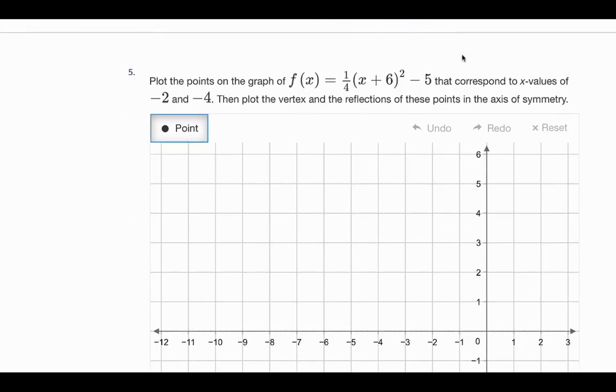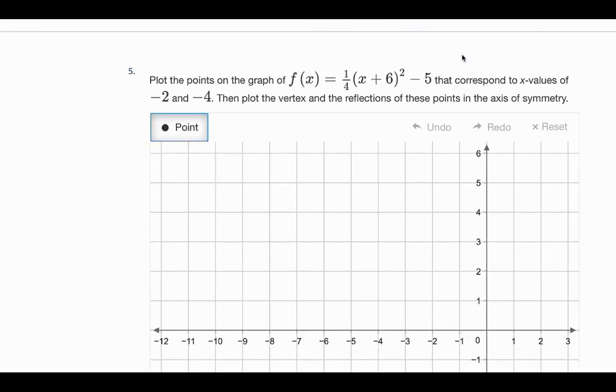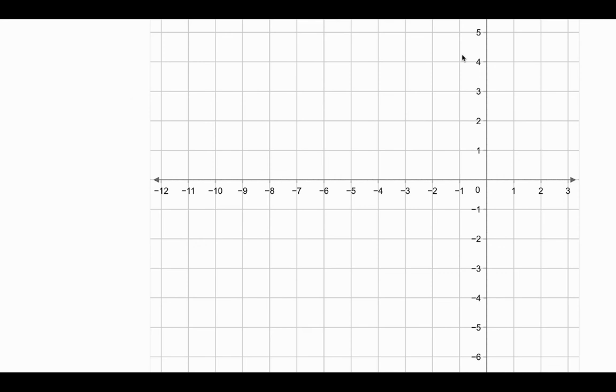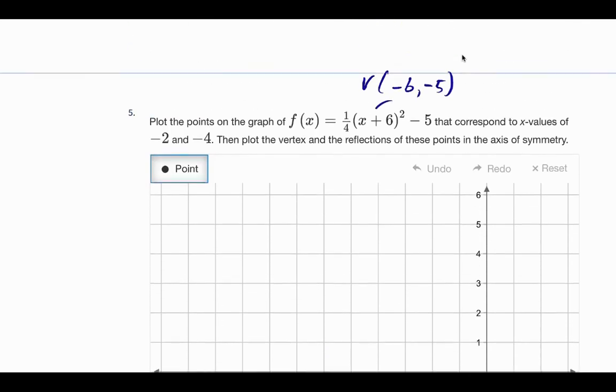Okay. Number 5 was the one that most of you were having a problem with. But again, we should be able to do it by just finding our vertex. So our vertex is going to be at negative 6, again because it's the opposite, and negative 5 because it's the same. So I'm going to go over negative 6 first, and then go down 5, and that will be our vertex point.